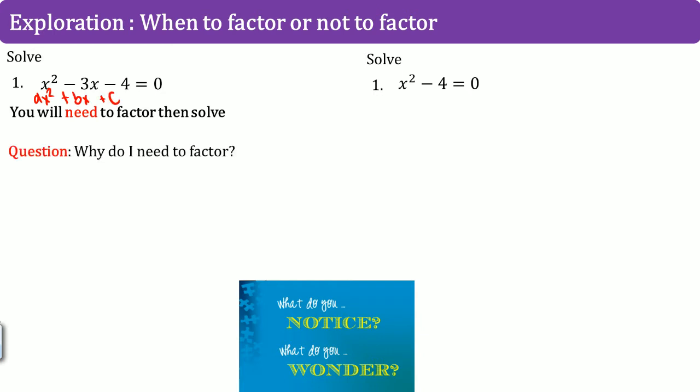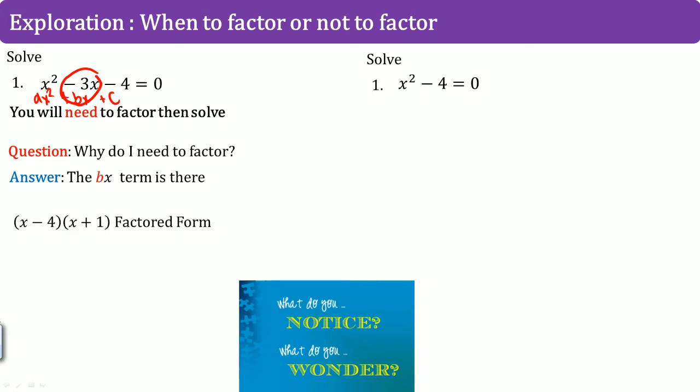We ask ourselves, why do we need to factor? The reason is that bx term. This is what requires us to factor. In that process, we can use the diamond method, and we get the factors x minus 4 times x plus 1. We can get the solutions by setting the factors equal to 0. So x equals 4 and x equals negative 1.